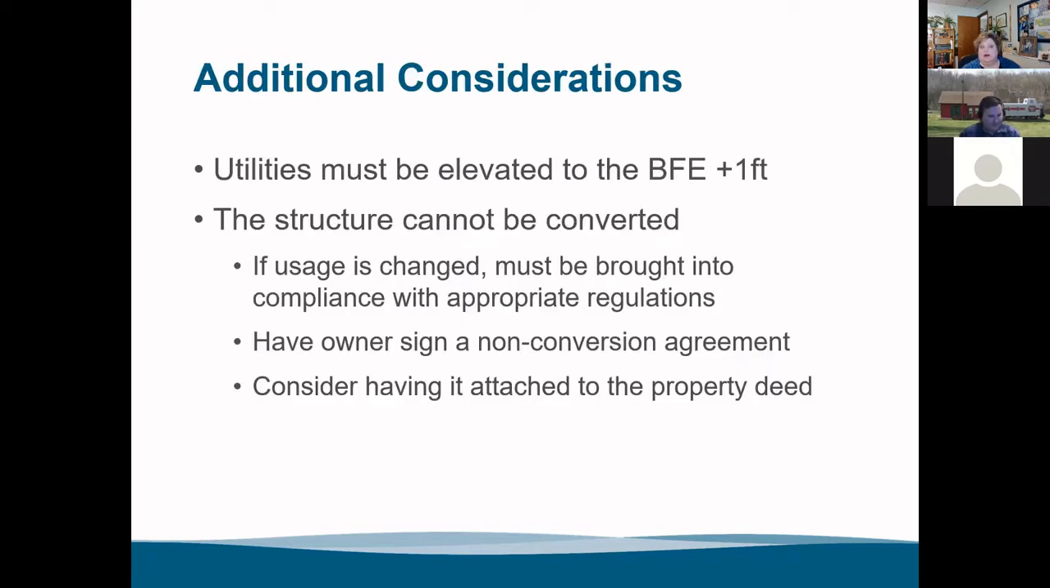And I have an example of a non-conversion agreement later on, so you can see what that might look like, and you can find that in the guidance as well.